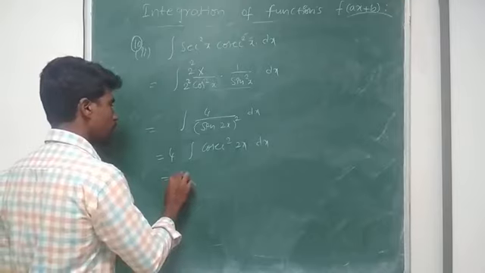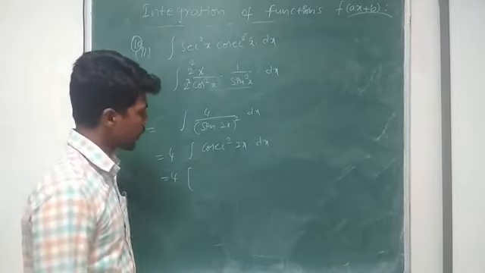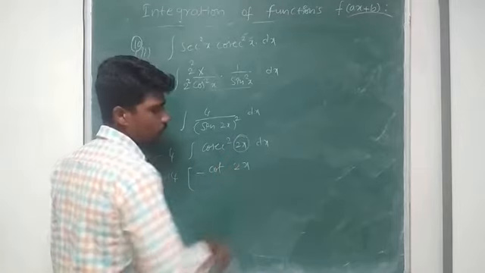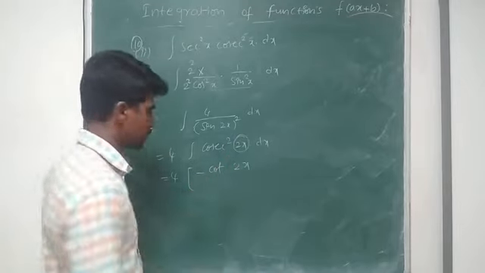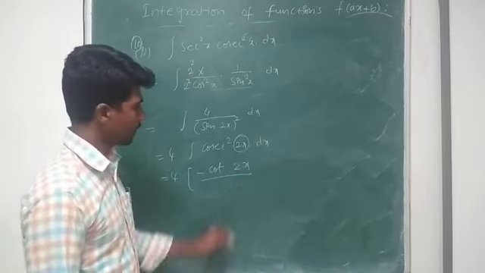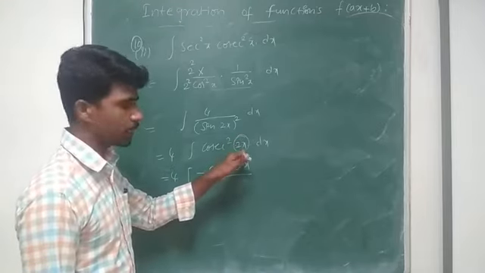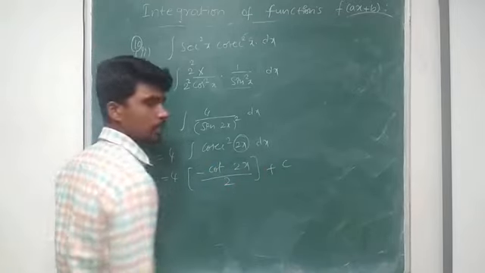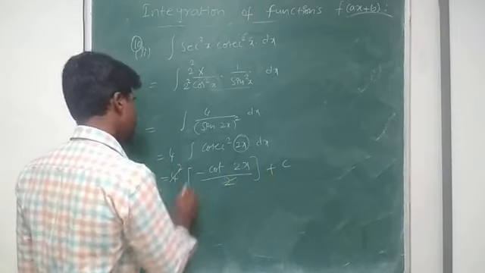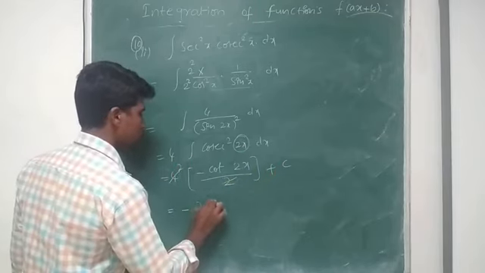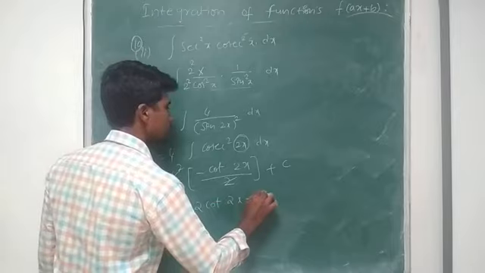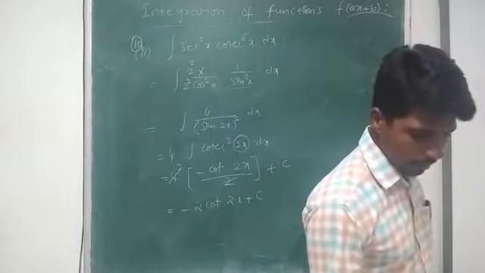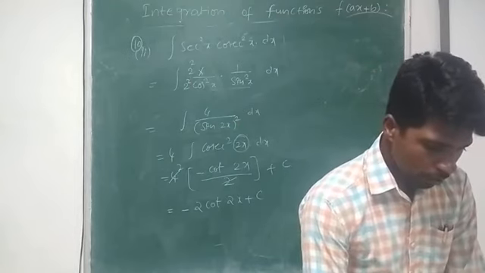Integration of cosecant square x is minus cot x. But in place of x I have 2x. So I get minus cot 2x by the coefficient of x in denominator, plus some c. 2 1s are 2, 2 2s are 4. So final answer minus 2 cot 2x plus c. Take next question. x by 2x minus 3.